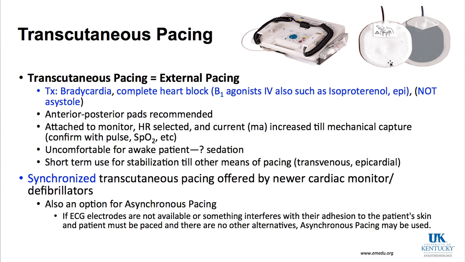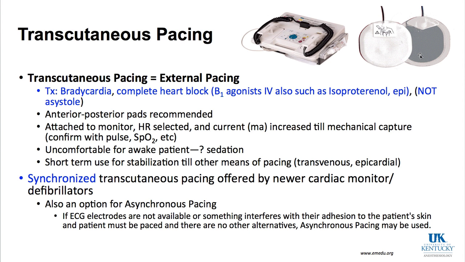Transcutaneous pacing, the last topic. If you're really in a bad situation and you need to pace someone, you can slap these pads that are shown in the upper right on a patient and crank up the output and actually pace through the external body surface. Transcutaneous pacing or external pacing can be used to treat bradycardia, complete heart block, although beta-1 agonists such as epinephrine, isoproterenol can oftentimes be used to increase the heart rate in patients with complete heart block. You do not use it to treat asystole.